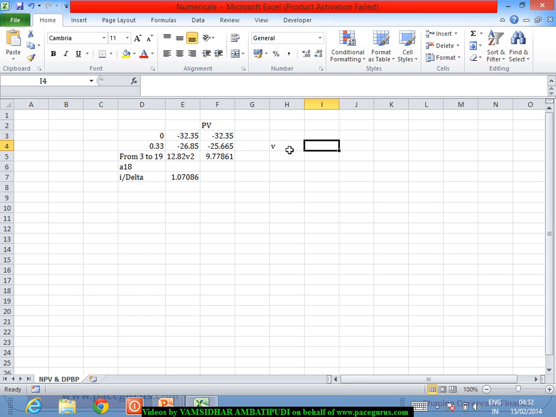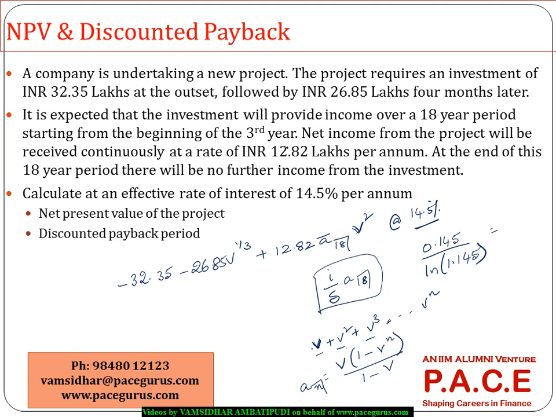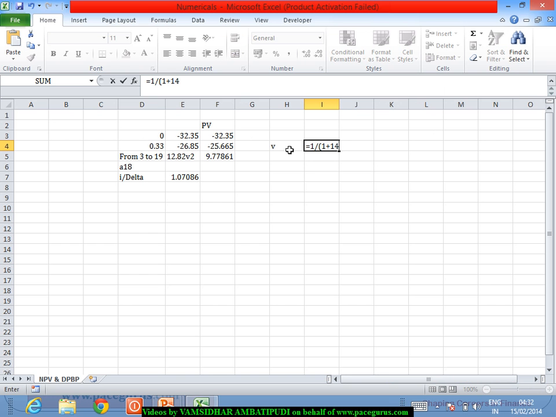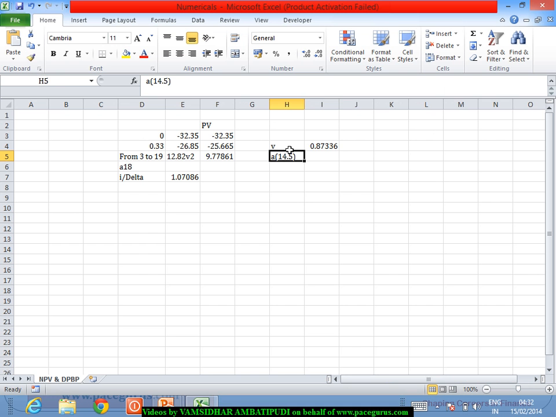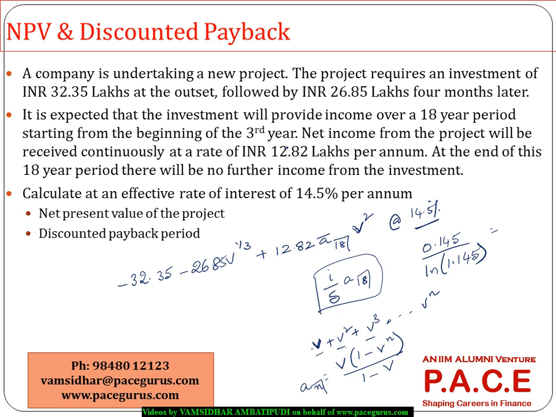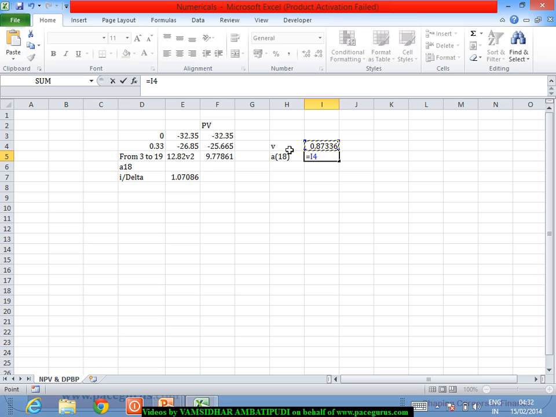So V, first of all, in this case is 1 by 1 plus I, so 1 by 1 plus 14.5%, that is my V. Based on this I can directly find out A 14.5. Sorry, A 18. This is my cash flows. I am going to get cash flows over an 18-year period. So I can find out A18. First of all, V multiplied by 1 minus V power 18 divided by 1 minus V. This is giving me that the A18 is around 6.29.